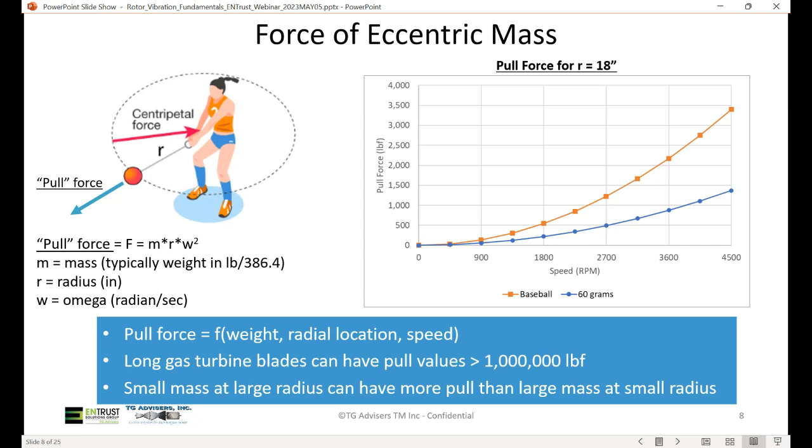The graph in the upper right-hand corner shows the pull force for a string that's 18 inches long. The blue line is a weight that is 60 grams, and the orange line is a baseball. And at 3,600 RPM, something that is 60 grams will feel like 1,000 pounds. A baseball would feel like 2,000 pounds.